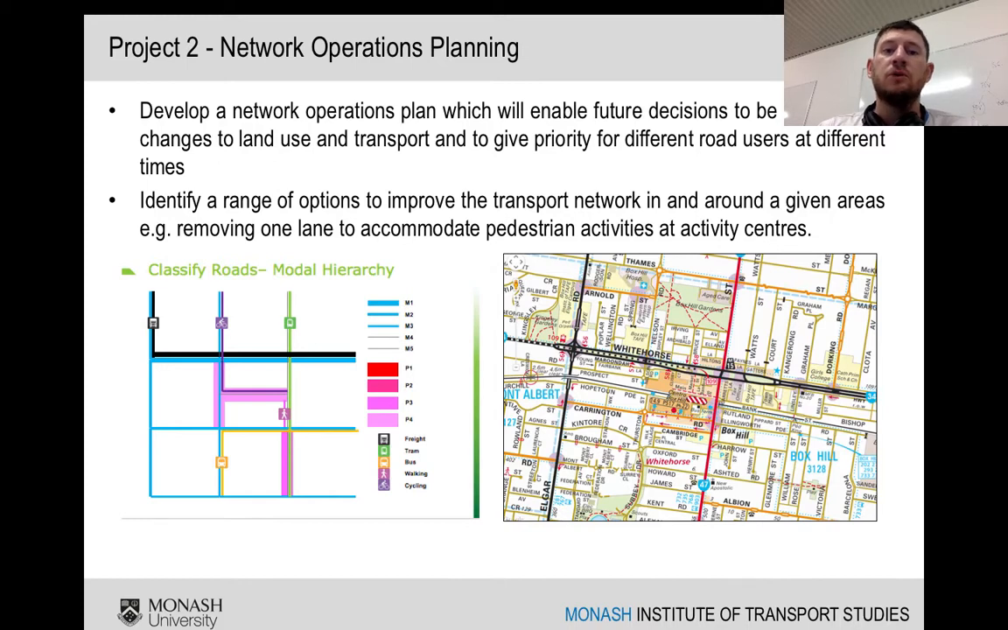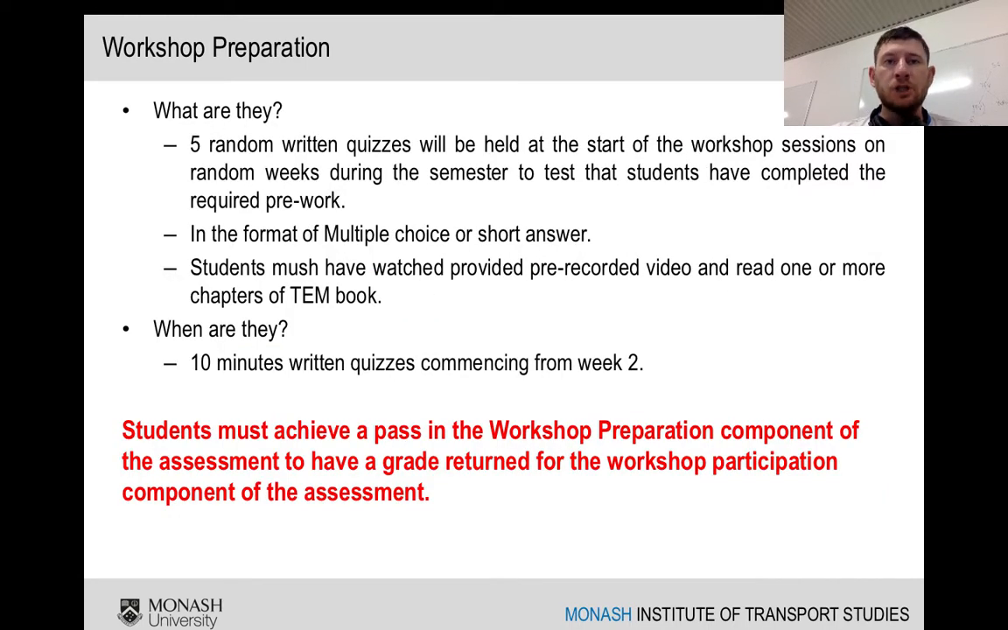Project 2 ties in with the VicRoads material, and it's more high-level stuff looking at network operations planning. So how do we decide which road should be for which, where we're going to prioritise cyclists, where we're going to prioritise public transport. And this very much ties into the Smart Roads framework that VicRoads has developed, which we'll be talking about in later weeks.